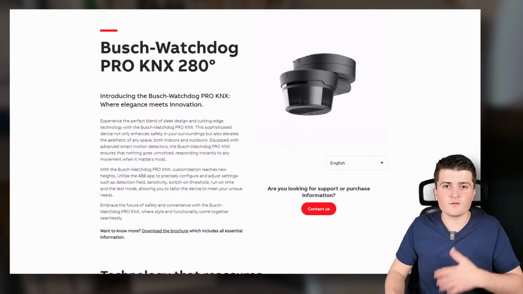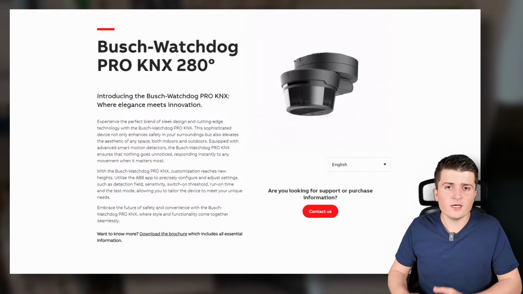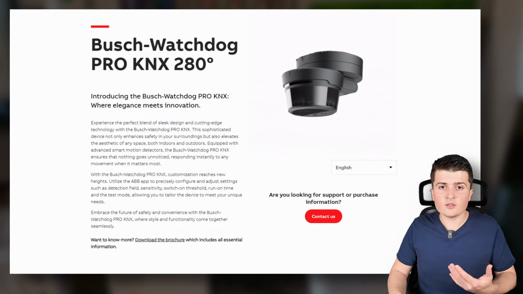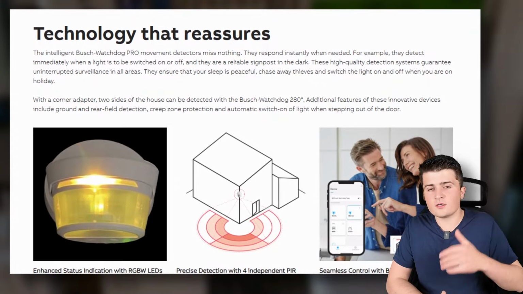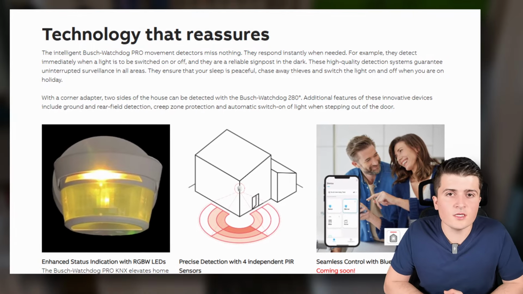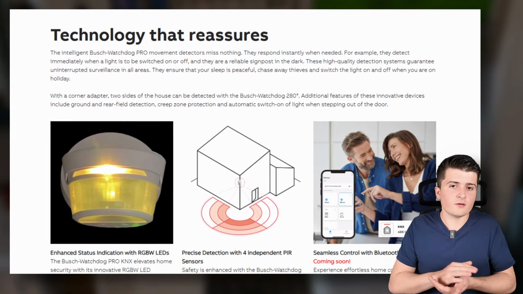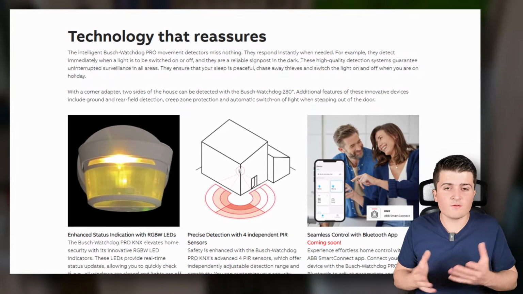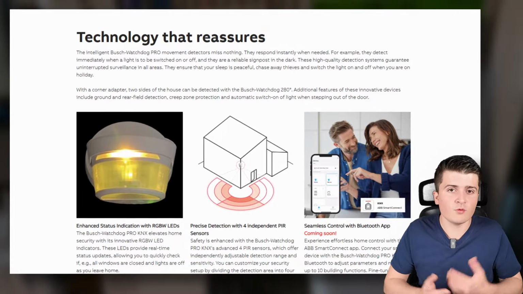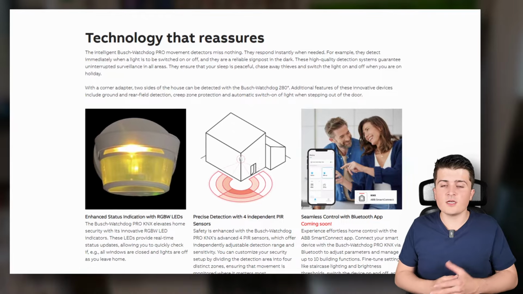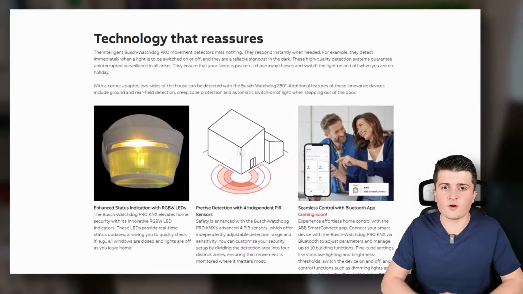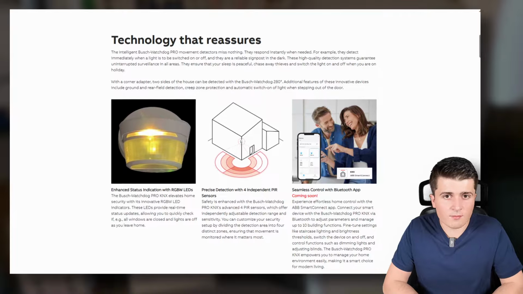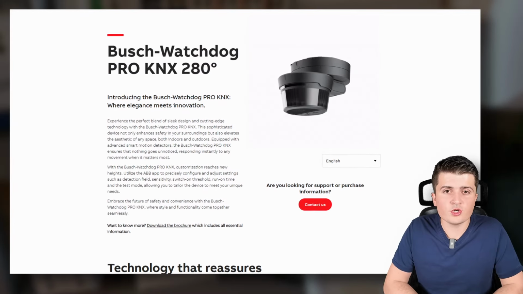The KNX version has a field of view of 280 degrees, and this new version also has KNX Secure included. It also has a Bluetooth connection with which you can connect your smartphone to the Busch Watchdog, and via the connection you can then control up to, I think it was 10 individual functions that you connect to the Busch Watchdog. So it doesn't need to be a function that is triggered by the motion detector. It could also be, for example, simply a switch function or anything else that you can imagine. So that's the new Busch Watchdog Pro.